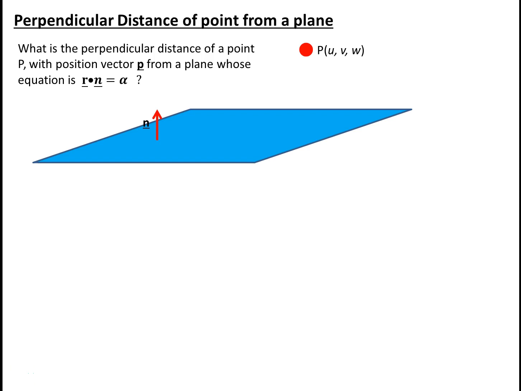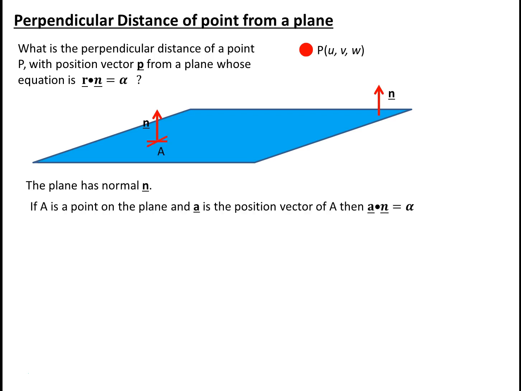We're now going to look at how we calculate the perpendicular distance of a point away from a plane. So suppose we've got the point P with coordinates (u, v, w), and that we're looking at the plane r dot n equals alpha. So the plane has got a normal of n, and if A is a point on the plane and little a is the position vector of this point, then we know that the scalar product of a with n must be equal to alpha, because r dot n is equal to alpha for all points on the plane.